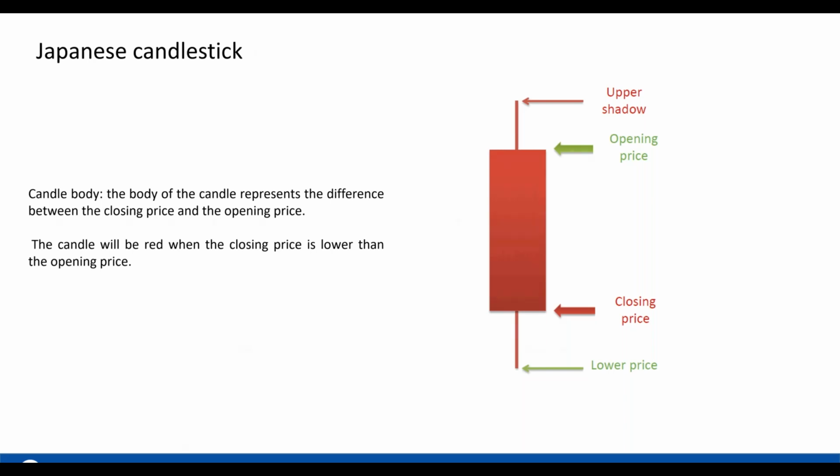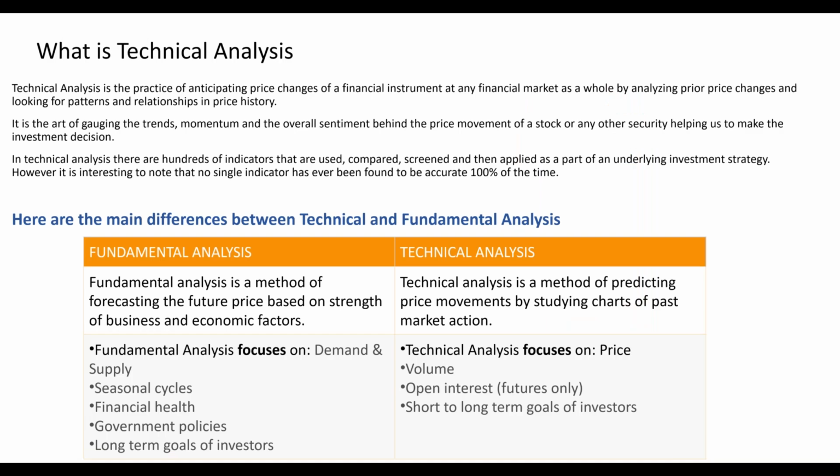Well, technical analysis is the practice of anticipating price changes of a financial instrument at any financial market as a whole by analyzing prior price changes and looking for patterns and relationships in price history. It is the art of gauging the trends, momentum, and the overall sentiment behind the price movement of a stock or any other security, helping us to make the investment decision. In technical analysis, there are hundreds of indicators that are used, compared, screened, and then applied as a part of an underlying investment strategy. However, it is interesting to note that no single indicator has ever been found to be accurate 100% of the time.